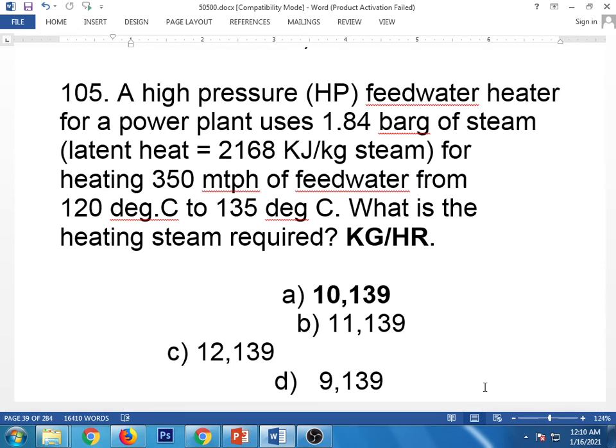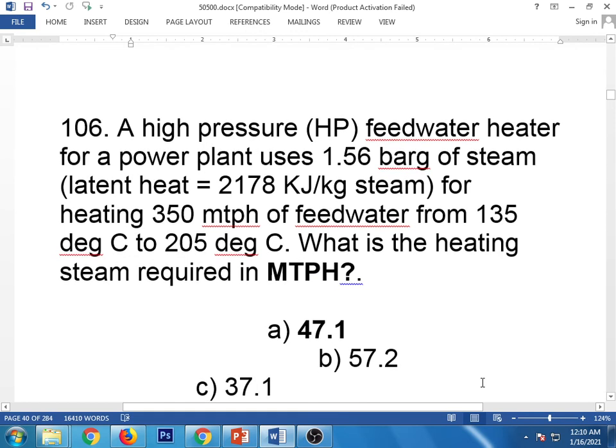A high-pressure HP feed water heater for a power plant uses 1.84 bar g of steam. Latent heat is equal to 2,168 kJ per kilogram of steam. For heating 350 mtph of feed water from 120 degrees Celsius to 135 degrees Celsius, what is the heating steam required in kilograms per hour? Answer: 10,139.